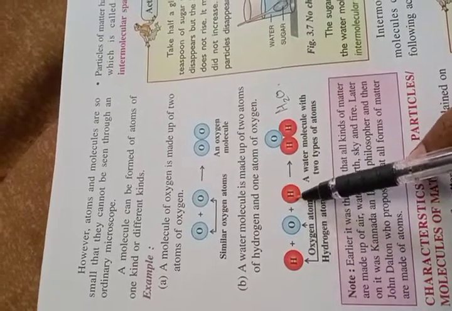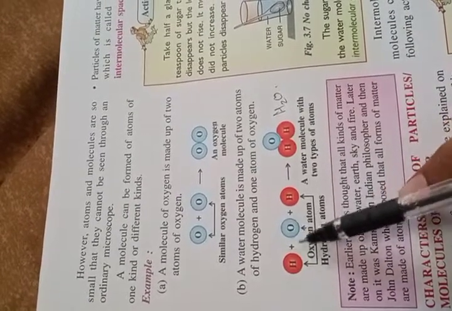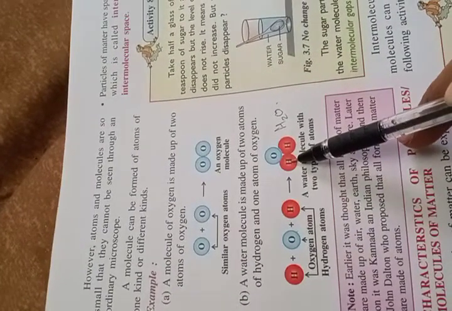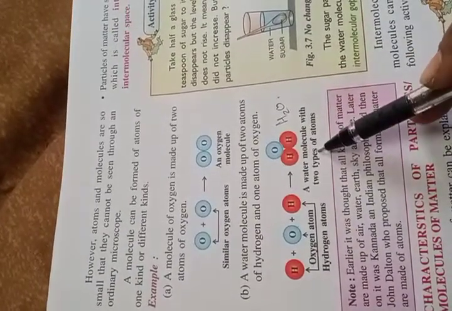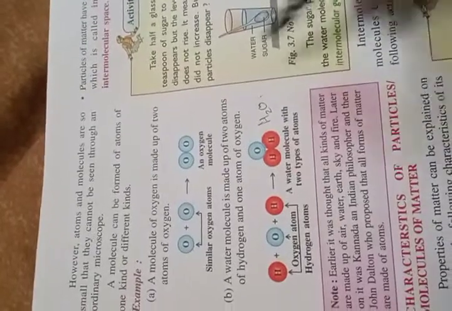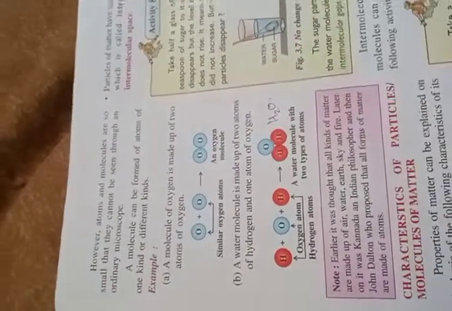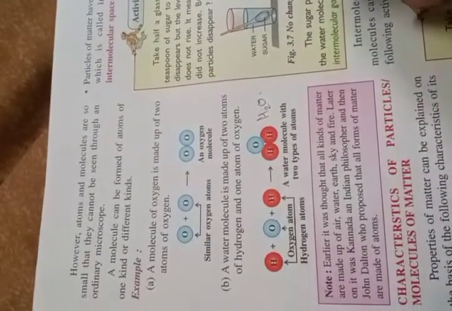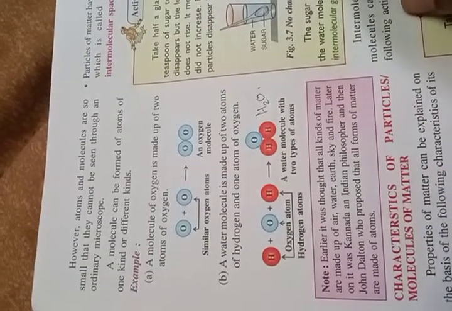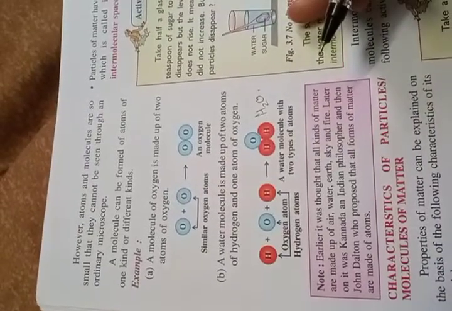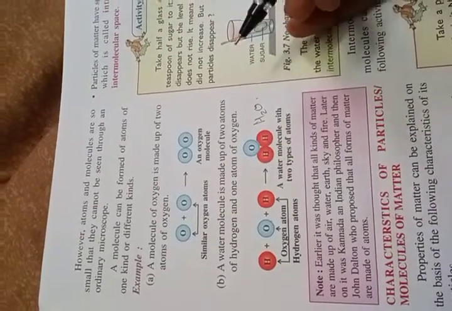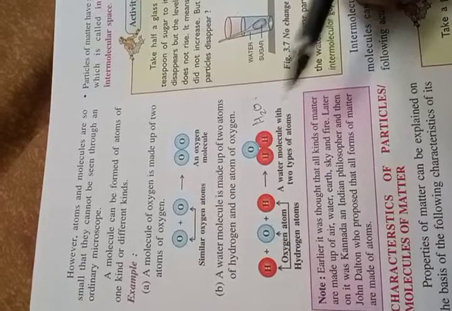Two atoms of hydrogen combined with one atom of oxygen give a water molecule, H2O. We get a water molecule with two types of atoms, hydrogen atoms and oxygen atoms. So do you understand what the composition of matter is? Yes, atoms and molecules. Matter is made up of atoms, and a molecule is made up from atoms.